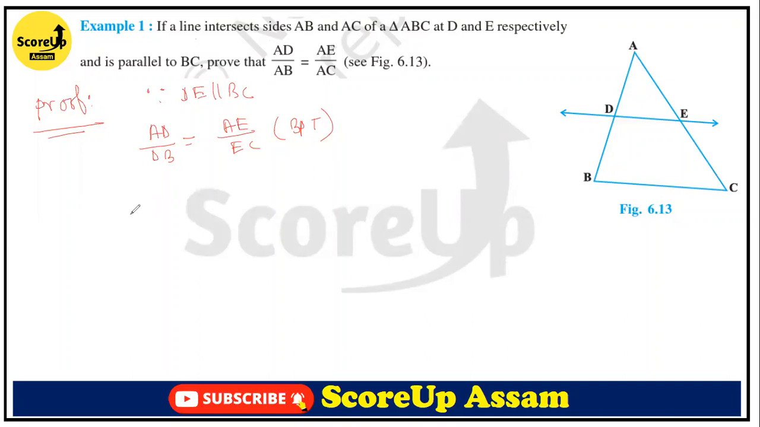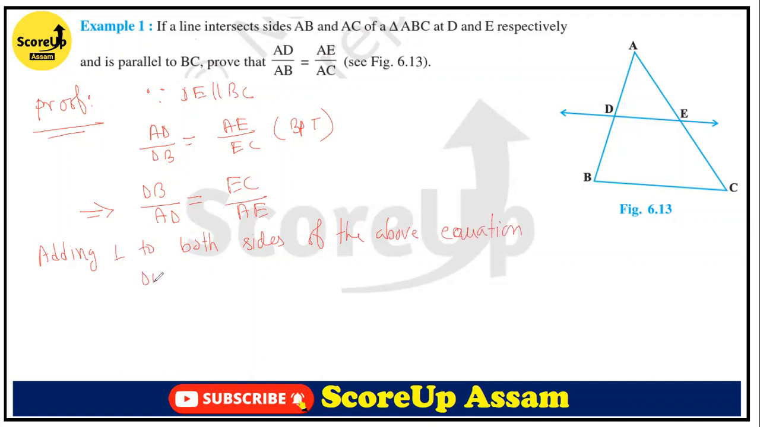Now if we reciprocate it, we can write DB by AD is equal to EC by AE. Now adding 1 to both sides of the above equation, we write DB by AD plus 1 equal to what? EC by AE plus 1.